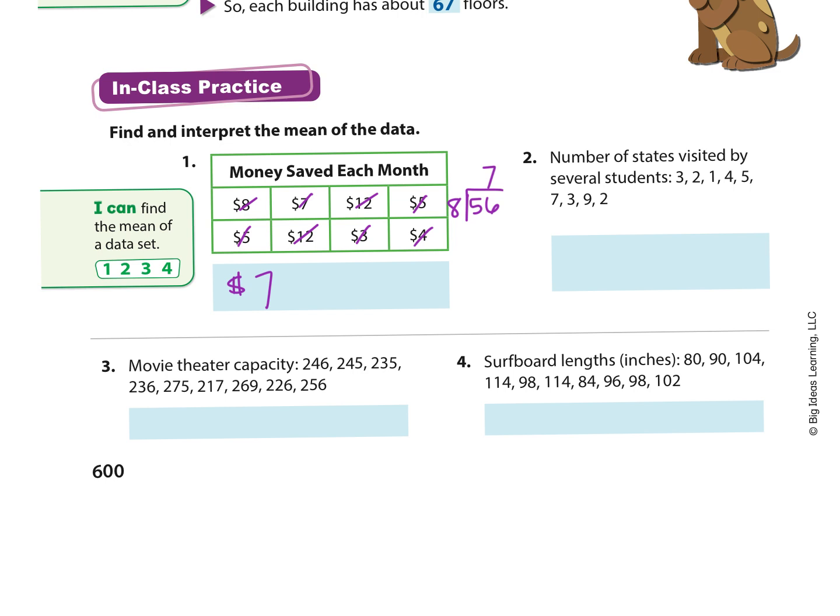Okay. Number 2, we're going to do another one together. It says the number of states visited by several students. So we maybe took a poll in a class and we took all of the data, how many states each student visited. So we have 3, 2, 1, 4, 5, 7, 3, 9, 2.